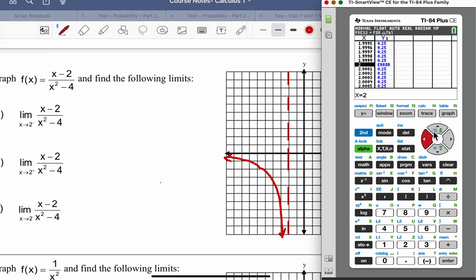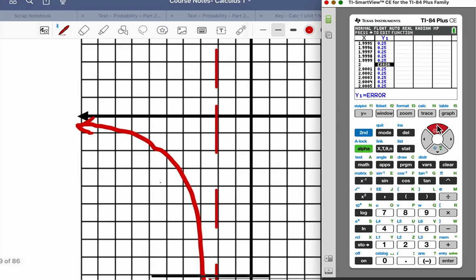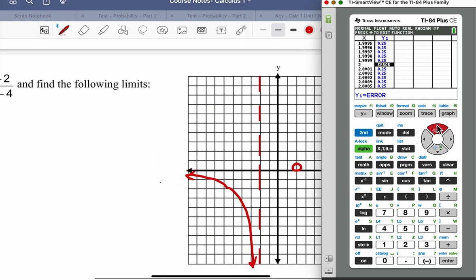Because right before we get to 2, we're at about 0.25. After we get to 2, we're at about 0.25. It's logical to assume that the location of the hole is (2, 0.25). So open circle there. I'll make that a little bit more obvious. Draw the curve coming in and out of that.